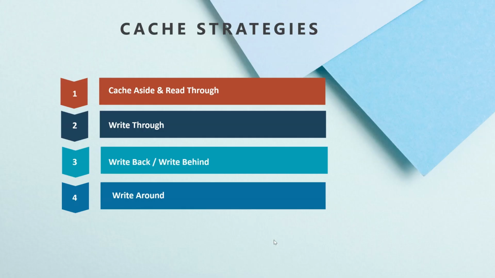Now we'll see what the various cache strategies are. First is cache aside and read through. Actually, cache aside and read through are similar strategies, which is why I have grouped them in a single category. Next are the write through cache strategy, the write back or write behind cache strategy, and write around. So first, we'll see the cache aside and read through strategy in detail.